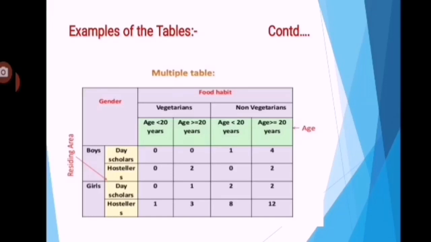Here there are multiple characters. One is gender. Gender is divided into day scholar, hosteler, and then vegetarian, non-vegetarian. So multiple variables are given in this table, so a multiple table is shown in the slide. Boys day scholar, hosteler, and girls day scholar, hosteler. Also see in the previous slide, vegetarian below 20 years age, above 20 years age, and non-vegetarian below 20 years, above 20 years. This is the format of the multiple table.